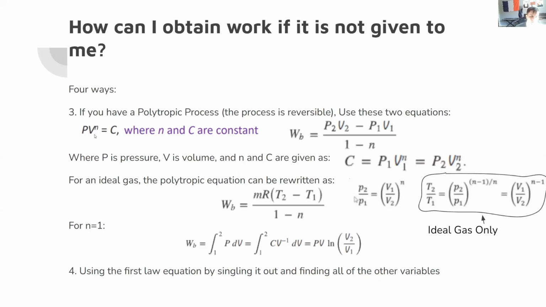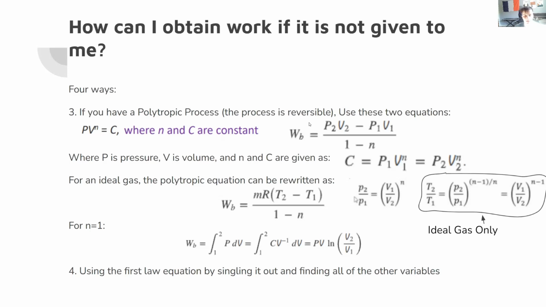We have this first one, so pressure times volume to the power of n is equal to c, where both n and c are constants. n will usually be given to you, and most of the time it's like 1.3 or 1.4. But again, it will always be given to you. And c is most of the time given as, since we're in a reversible process, the pressure times the volume to the power of n in the first state equal to the pressure times the volume to the power of n in the second state. And this is the first form of the work equation.